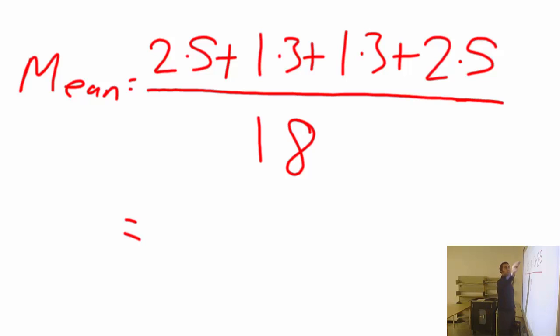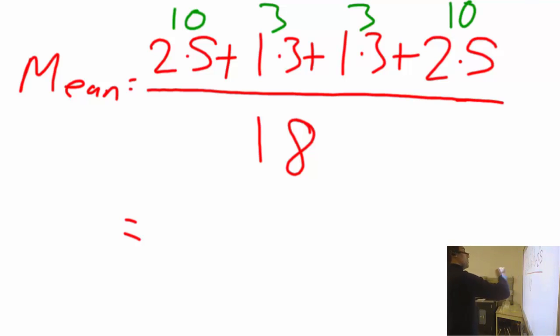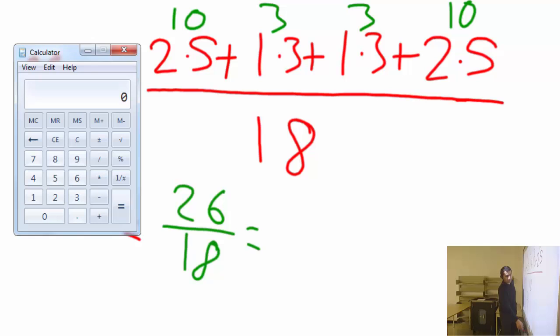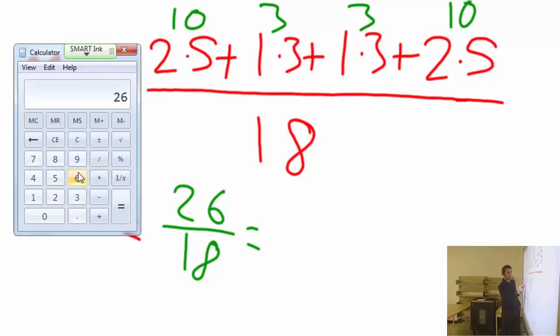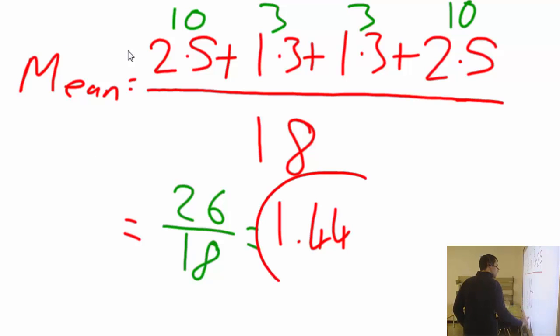So 2 times 5 is 10. 1 times 3 is 3. And 2 times 5 is also 10. Add them together, you will get 26. 26 divided by 18. Whatever this number is, that's the mean deviation. So 1.44. This is the mean deviation.